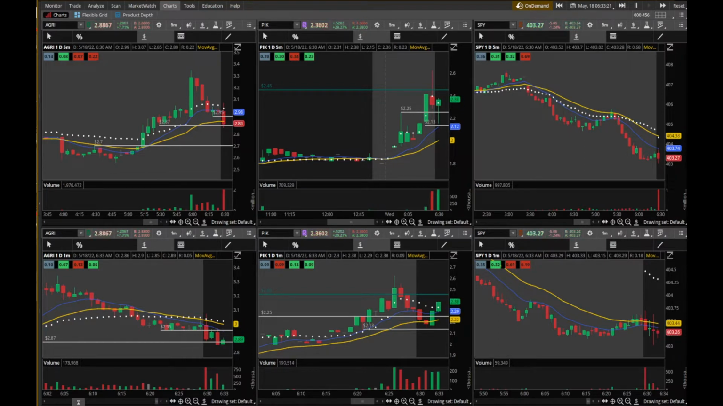I'm going to jump in on that pullback on PIK. It's up above the VWAP. It pulled back a second, and now it's pulling back a little more. Boy, I can't see the candle, so that's making it difficult to tell if I want to stay in this or not. Just having to rely on the price ladder is not okay.